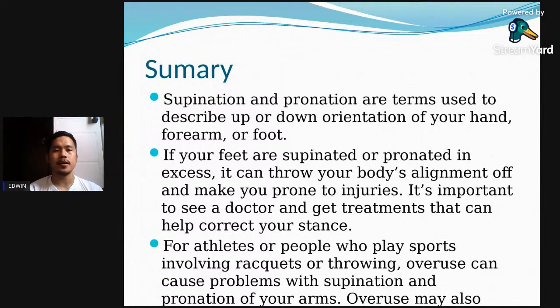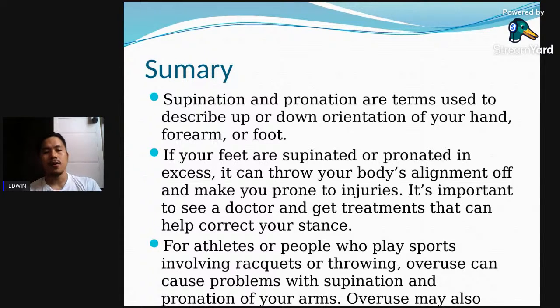Summary of my report is that supination and pronation are terms used to describe up or down orientation of your hand, forearm, or foot. If your feet are supinated or pronated in excess, it can throw your body's alignment off and make you prone to injury. It is important to see a doctor and get treatment that can help correct your issue.